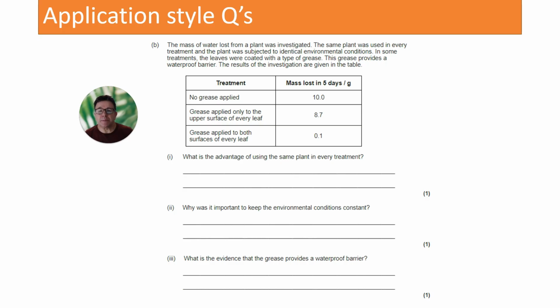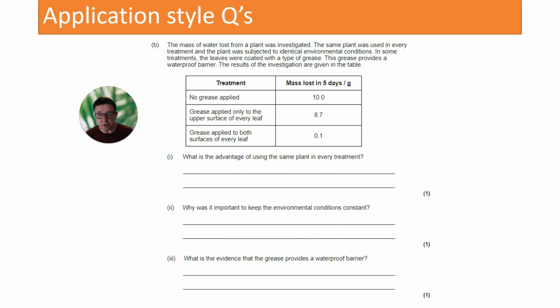Let's have a look at some application style questions on this subject. As you can see here, it says the mass of water lost from a plant was investigated. The same plant was used in every treatment, good, and the plant was subjected to identical environmental conditions, again good. In some treatments, the leaves were coated with a type of grease, so it provides a waterproof barrier. So they give the results.